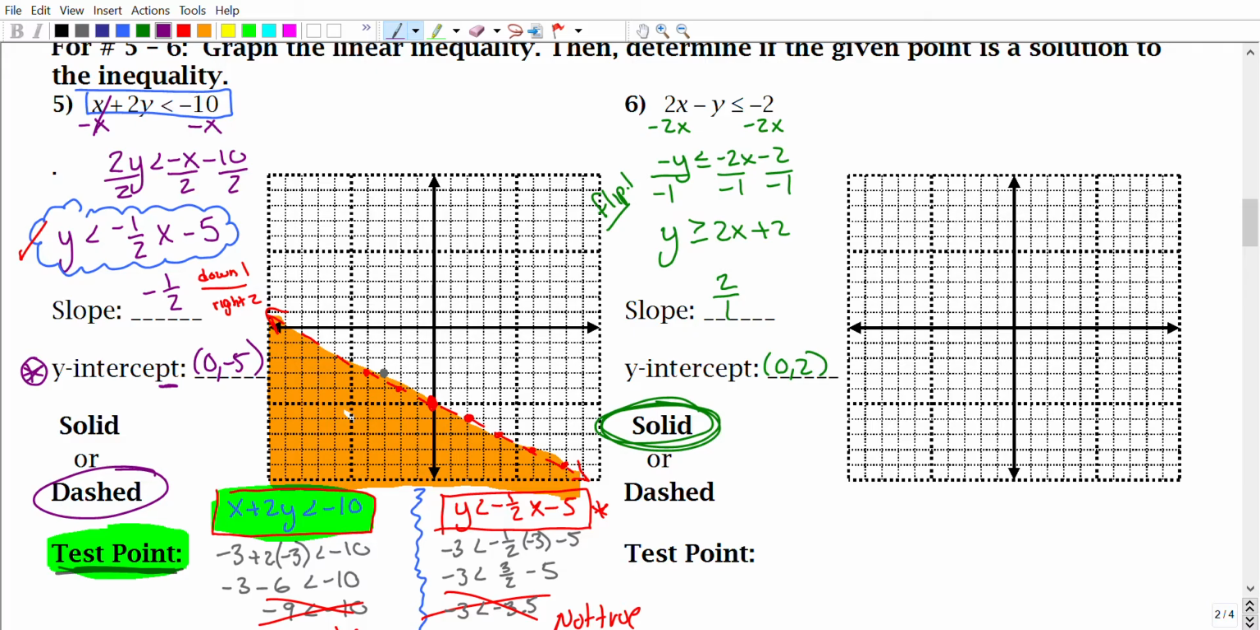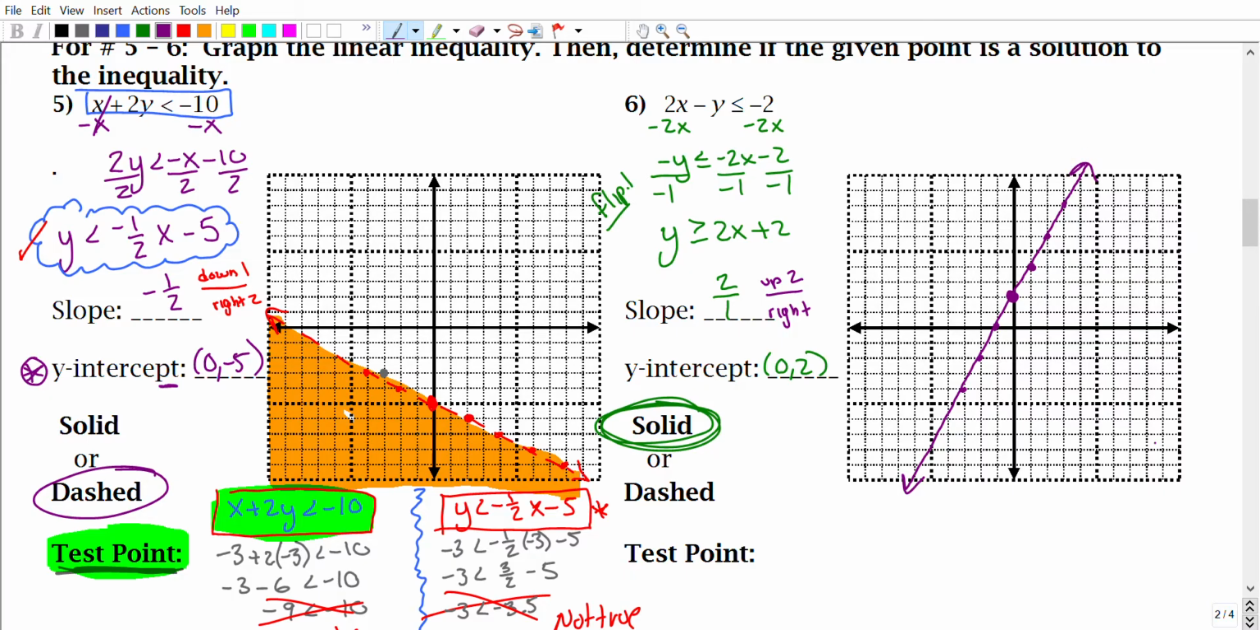Okay. So I'm going to start at (0, 2). My slope is up 2, right 1. So I'm going to go up 2, right 1, up 2, right 1, or the opposite, which is down 2, left 1, down 2, left 1. This time I do have a solid line, so I could just make a line straight through all those points.